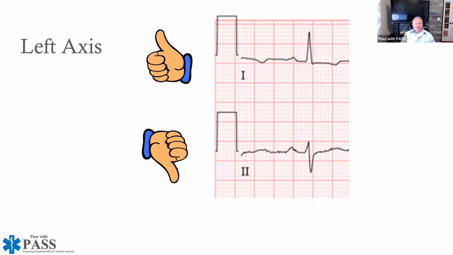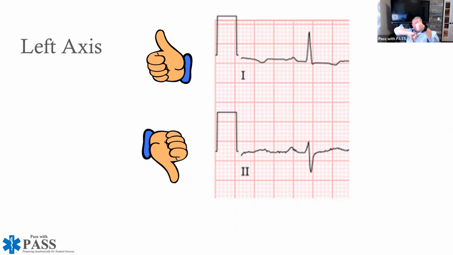All right, let's look at a left axis deviation. So if I look at lead 1, remember we're only looking at lead 1 and lead 2. I look at lead 1 and it is positively deflected. I give that a thumbs up. I look at lead 2 and it is negatively deflected. Okay, we have the S wave going below the isoelectric line. So in lead 2, I would give that a negative deflection.